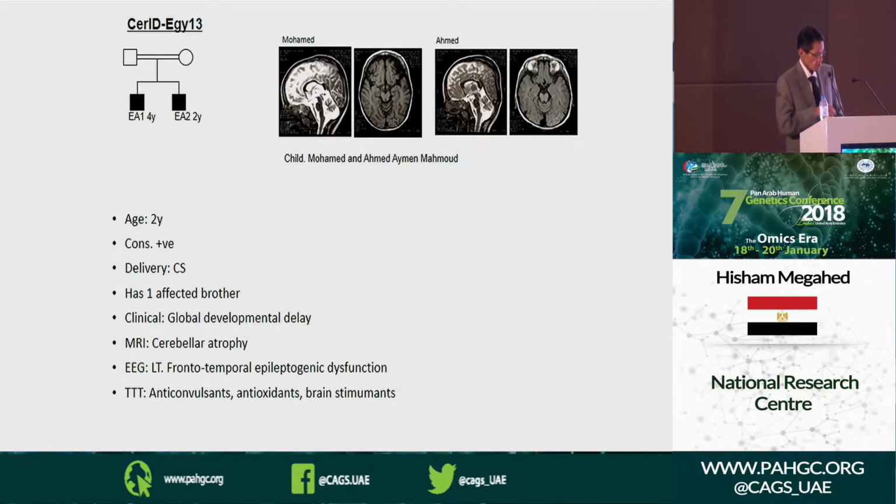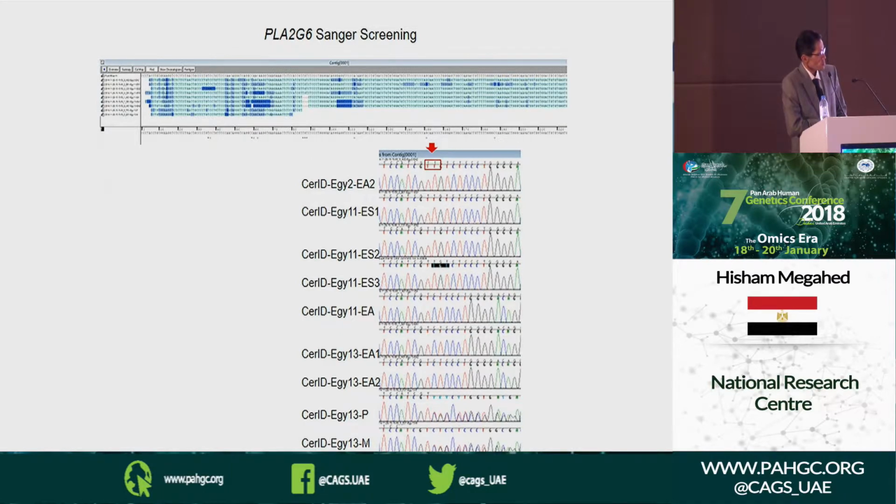This is another case, again with the same mutation, the PLA2G6. There were 2 affected siblings, and again, non-specific clinical features. We pulled together a pool of 3 families just to show the mutation by Sanger sequencing.